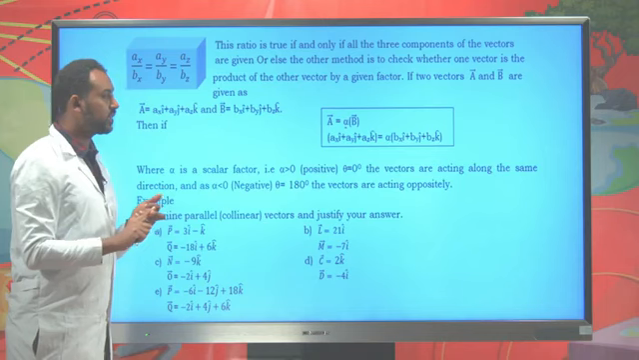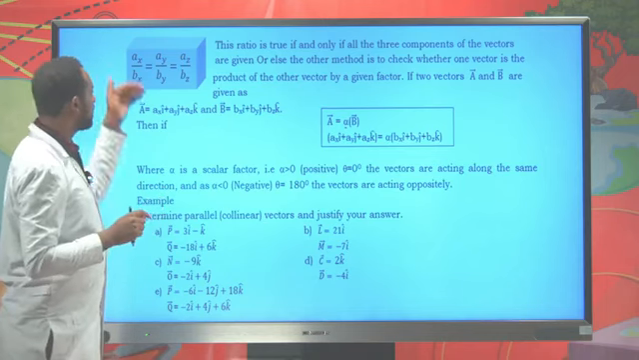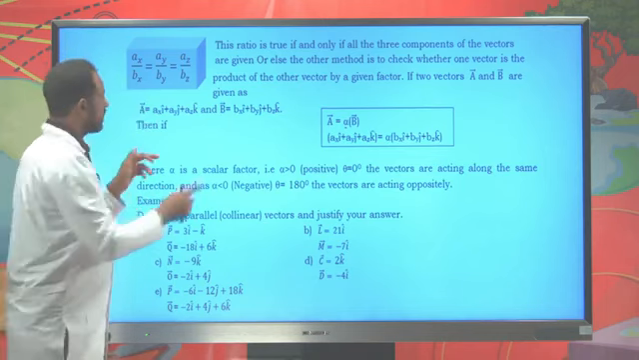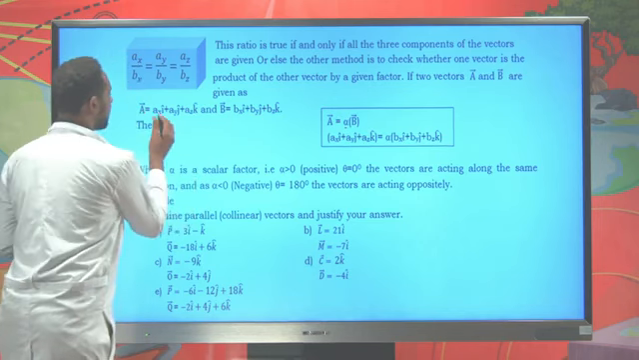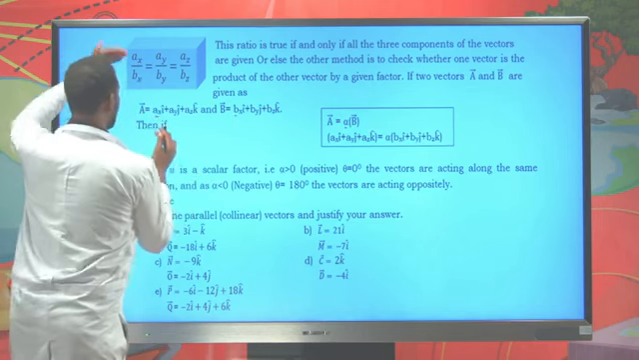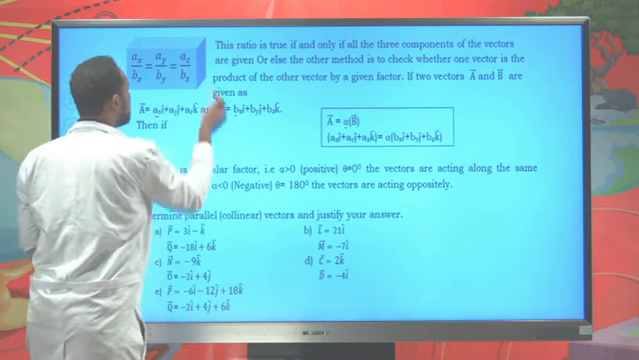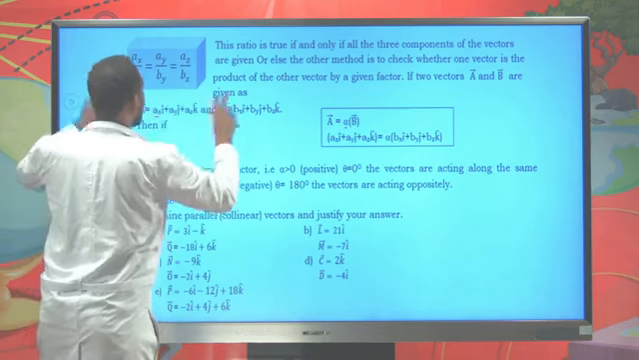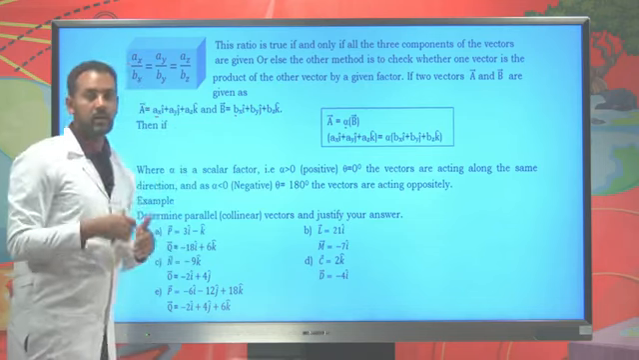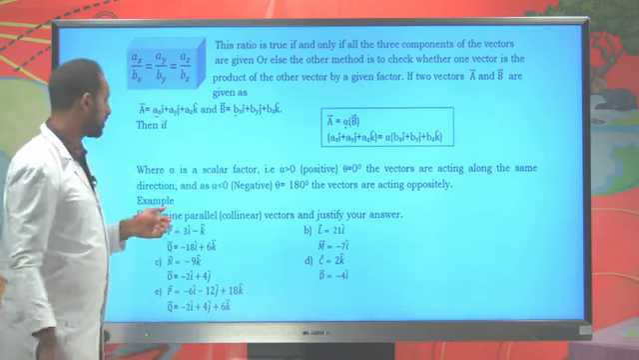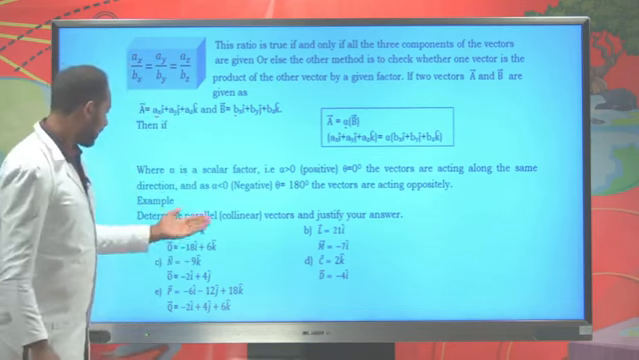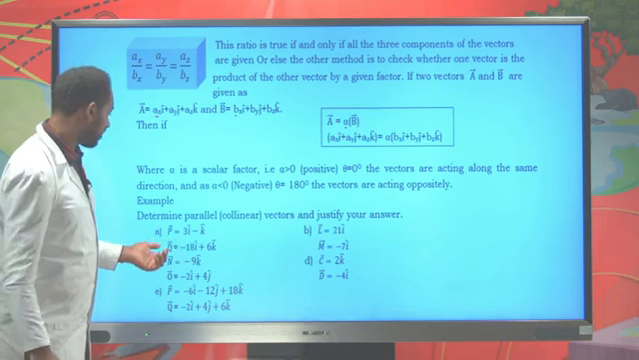The other technique is to check the ratio of each component. Here you have the two vectors. It's possible to use ax over bx, the ratio of the x components. If it equals ay over by, and if it equals az over bz, then it's possible to say that the two vectors are parallel vectors. So it's possible to check whether these two vectors are parallel or not.